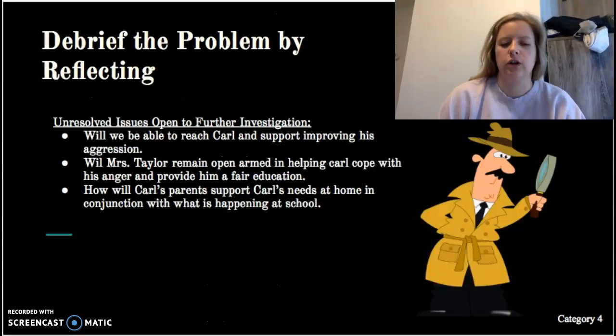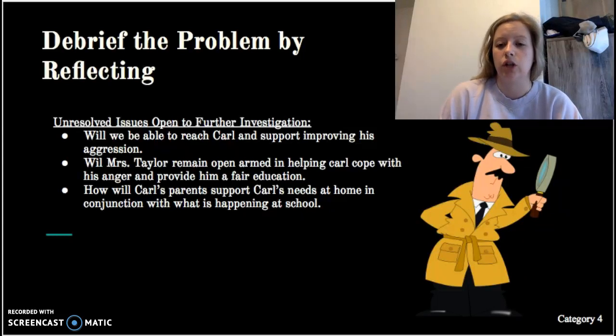Unresolved issues or things that are open for further investigation. Things that are open are: are we going to be able to reach Carl and support him in improving his aggression? We can try everything in the world. At the end of the day, this is something that Carl needs to be cognizant of. And while he's only in 3rd grade, this is something we can start teaching now, and hopefully he's much better by high school. Next is, will Miss Taylor remain open to helping Carl?